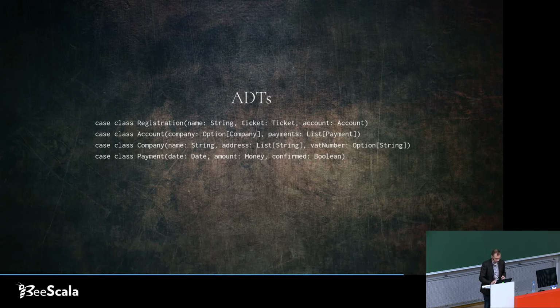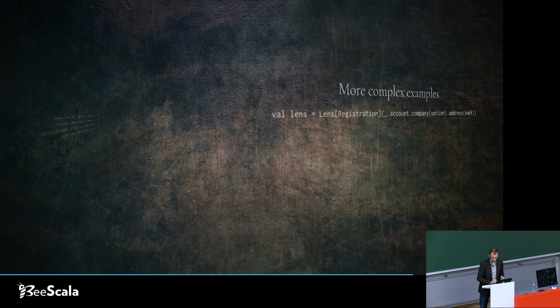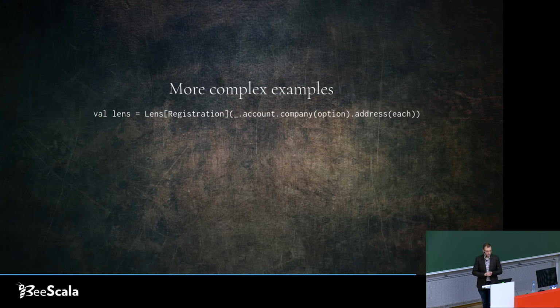So this was our structure. I'm going to look at a different part of the algebraic data type now, a more complex example. Company is an optional field. And in the same way that you can't sort of get past a list when you're accessing elements in your ADT with a lens, we have to get past the option. So option is a little bit like each, except it works in options rather than list.